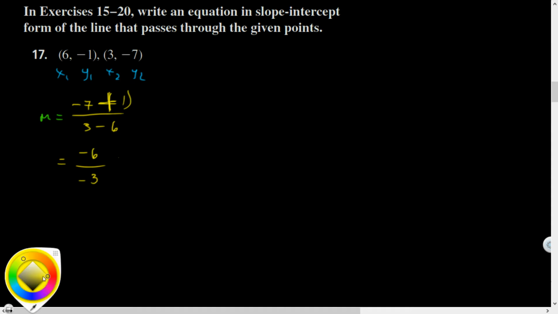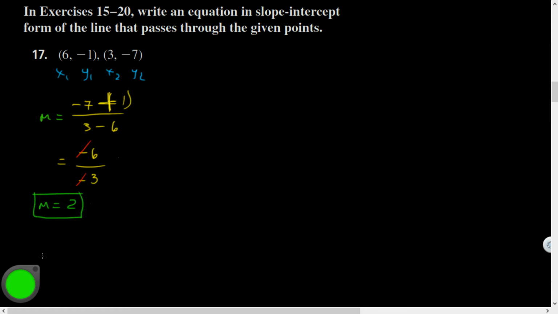Let's simplify this. Hey, those minus signs cancel out. And between 6 and 3, 6 divided by 3 is simply 2. So there's my slope. Which point is easier to work with? They both kind of have equally ugly numbers. I'll just use the first one. So I'll do y minus a negative 1. So that's y plus 1 equals m times parentheses x minus x1.